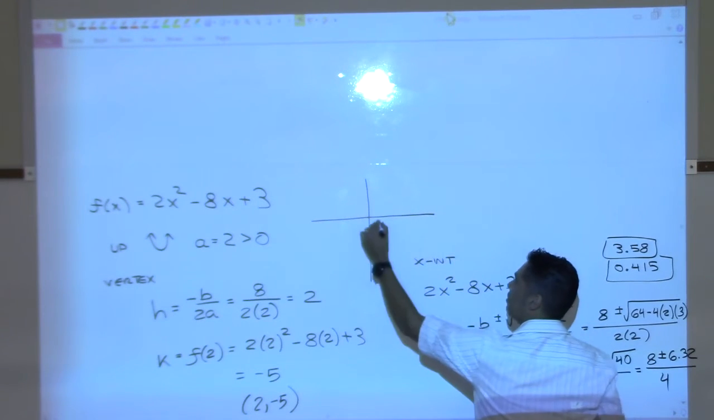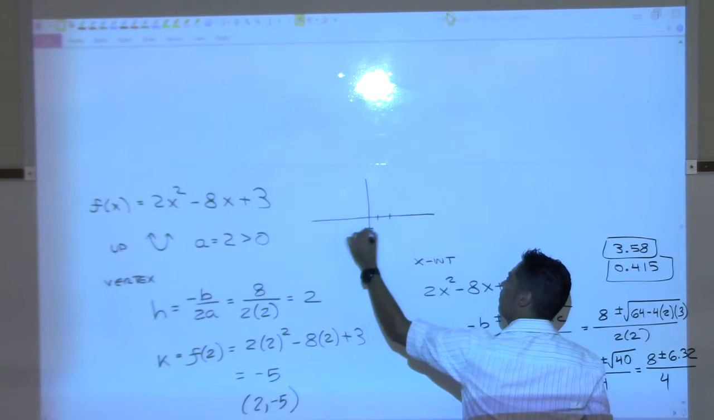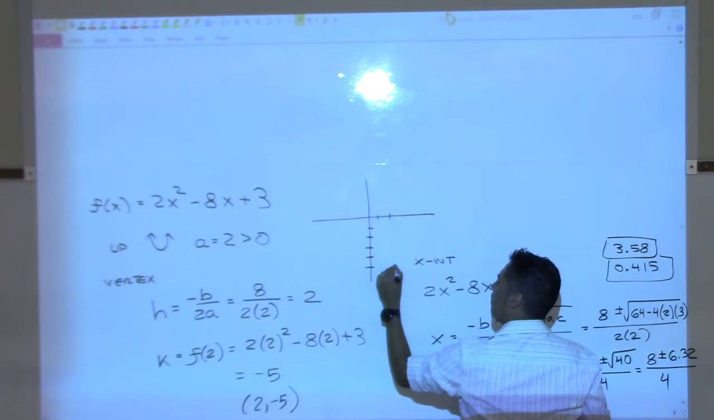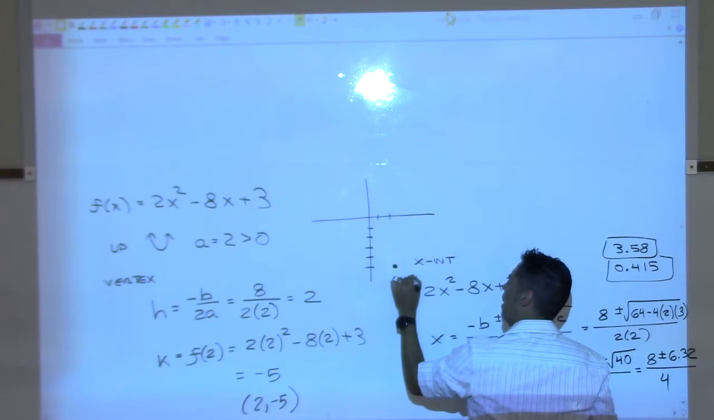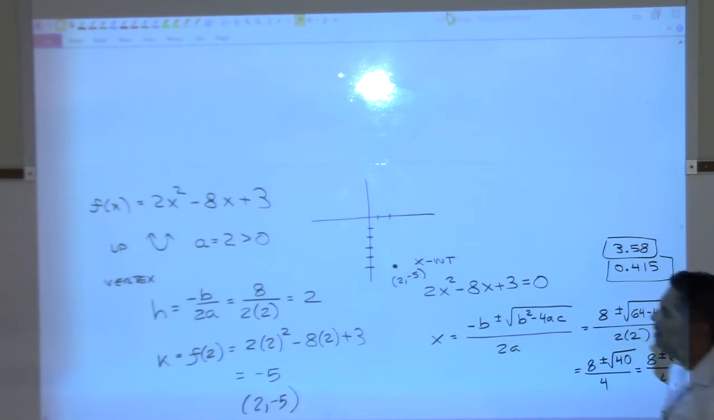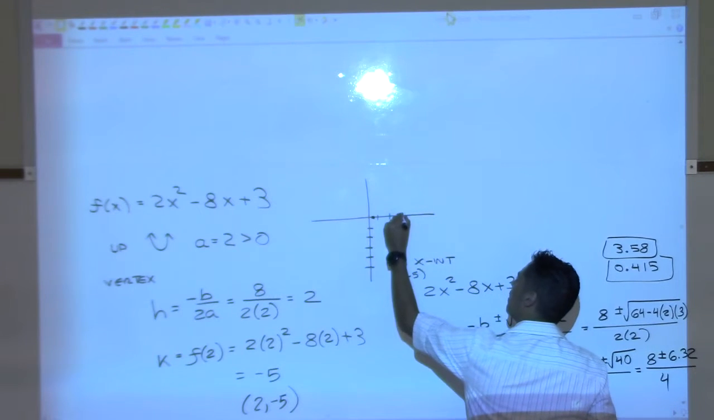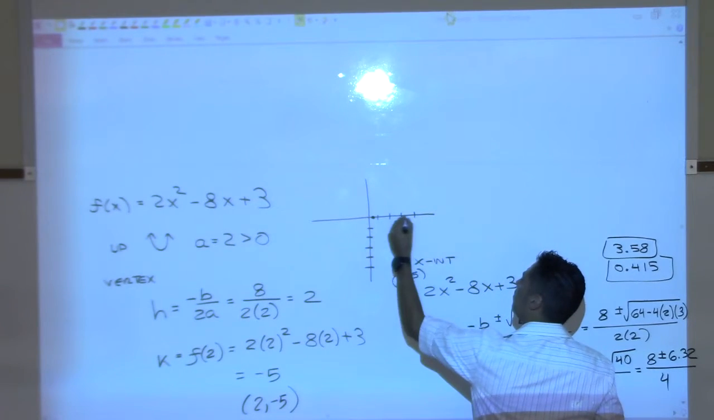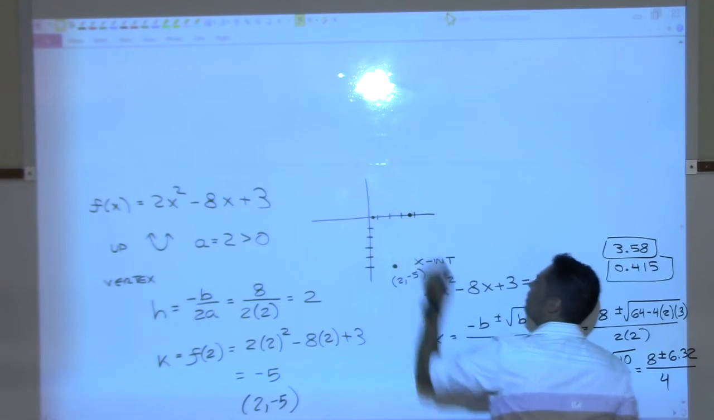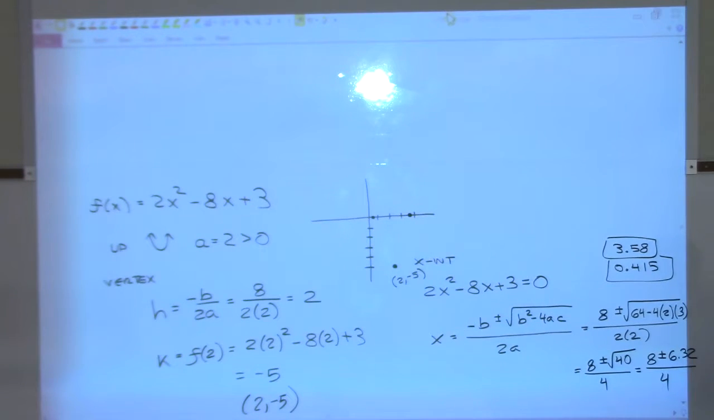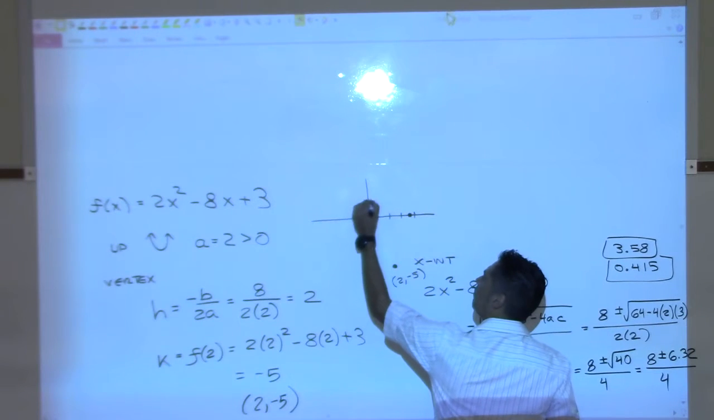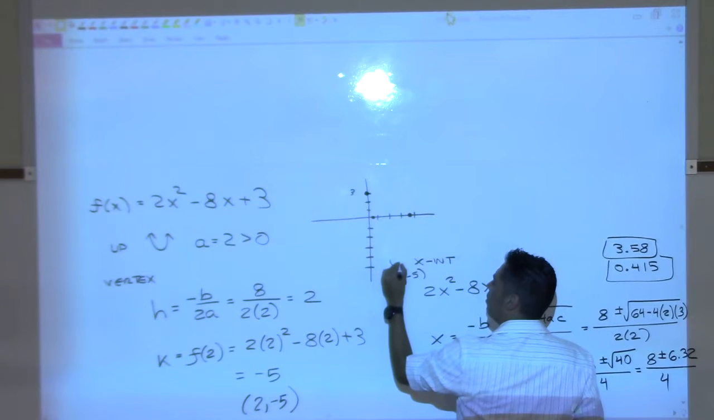Start with the vertex. Label it 2, -5. Let's put the x-intercepts at 0.415, which is about halfway, 0.5-ish, about there. And then 3 point something, 2, 3, 4, 3.58, somewhere around there. The y-intercept is 3. We draw a U, right?